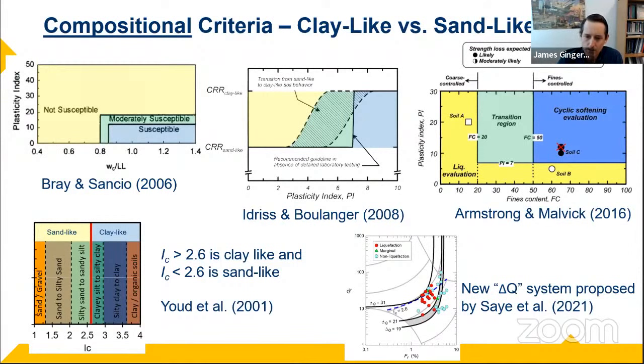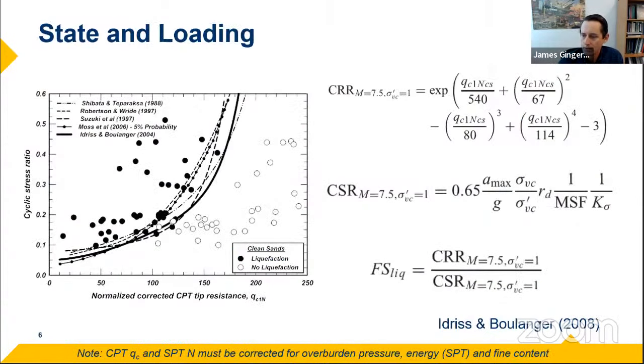There are some sites that have different characteristics, where if you compare the PI of soils, you might find that your actual cutoff I sub C might be a little lower or a little higher. So some site-specific adjustment to this is sometimes warranted. And then there's a new system called the Delta Q system that's been proposed by Say et al. 2021. This is relatively new and has a new parameter that can be used to divide between liquefiable and non-liquefiable sites. So that's the composition side.